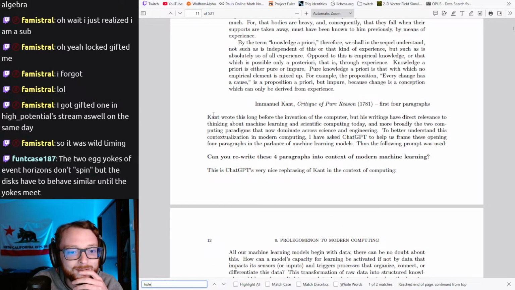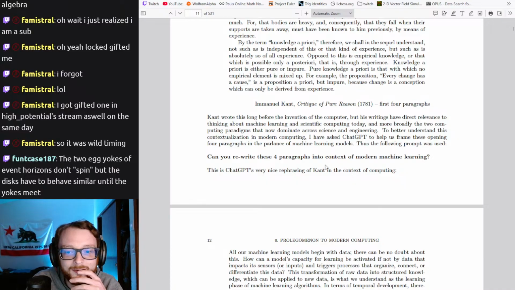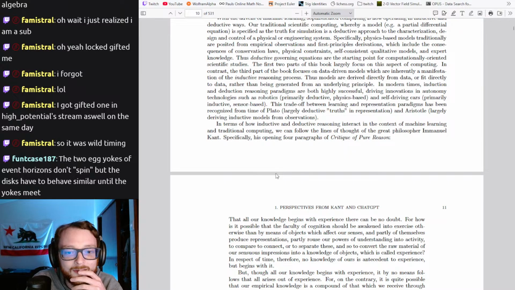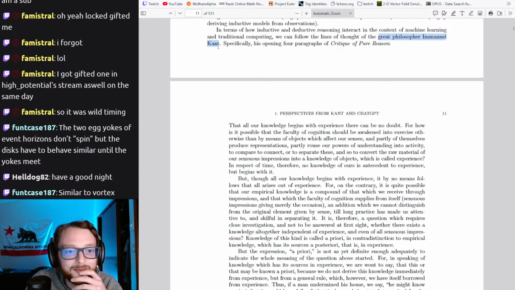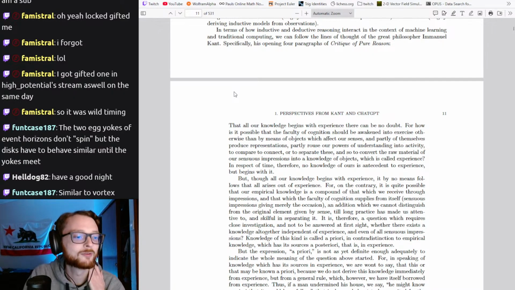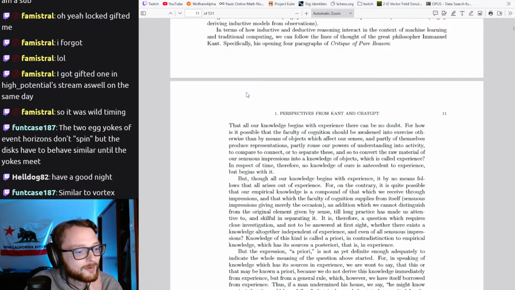Oh, what the hell? Why are we putting Kant? Ooh, the great philosopher Kant. I feel like the philosophy streamers here would have an issue with that. I don't know much about Kant, but I always hear him getting ragged on. The two egg yolks of event horizons don't spin, but the disks have to behave similar until the yolks meet, similar to vortex. Interesting. All right, see ya, Helldog. Thanks for saying hi.